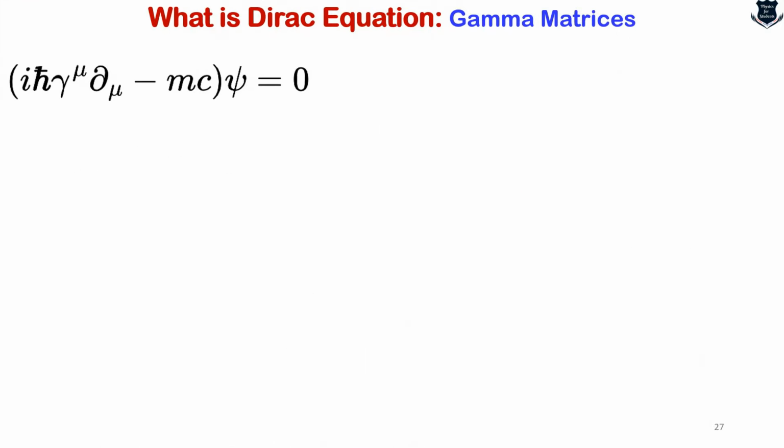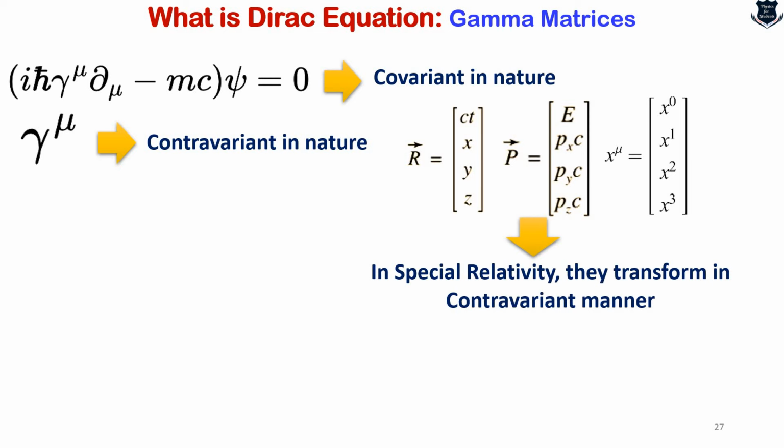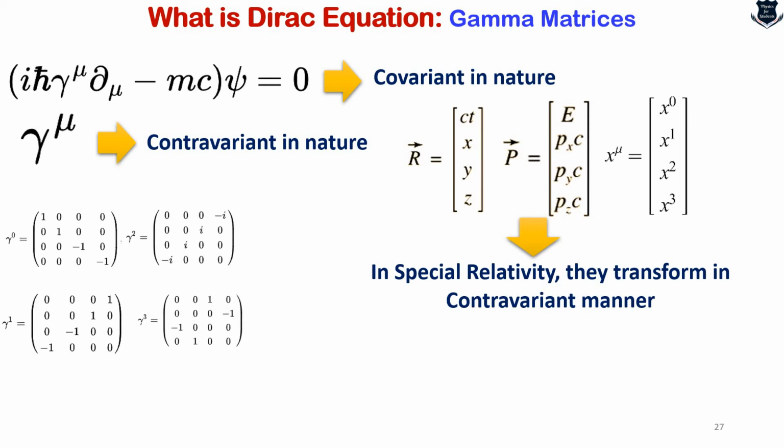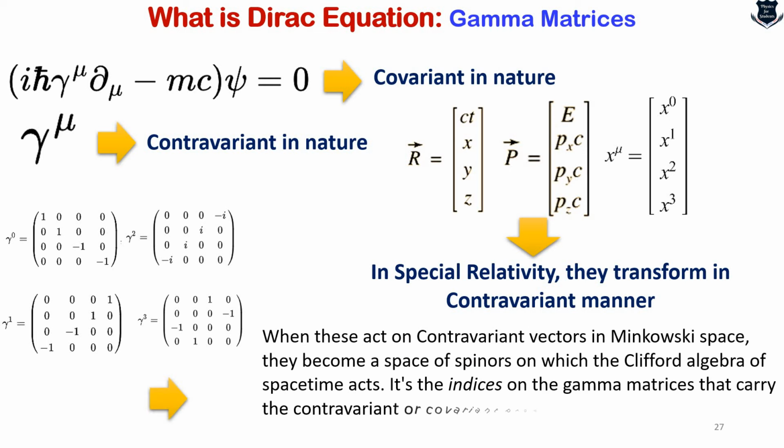So from here, what we can tell is that this is covariant in nature. This is covariant in nature. This is contravariant in nature. These are the 4 vectors in special relativity that transform in contravariant nature. So things match. And the gamma matrices, when these act on the Minkowski space, they become space of spinors. And they follow what is called the Clifford algebra. And remember, it is the indices of the gamma matrices that change contravariantly in this case, but not the matrices themselves. So it would be wrong in a strict manner if you think that gamma matrices actually behave like tensors. Actually they are not.